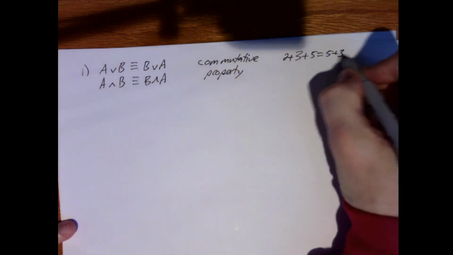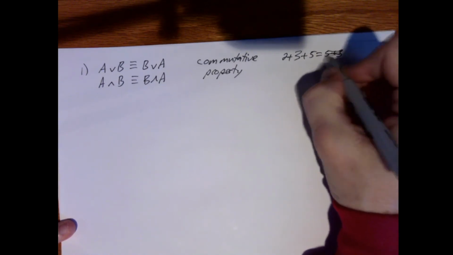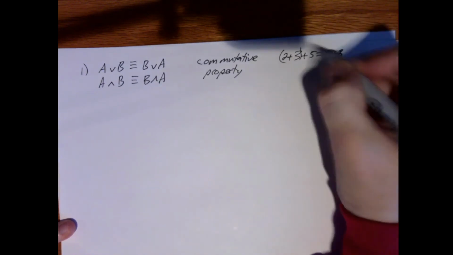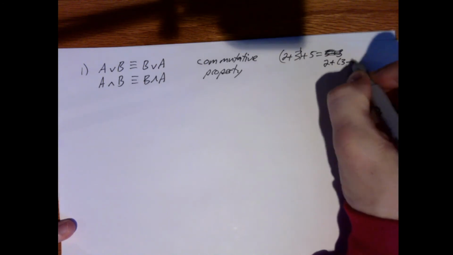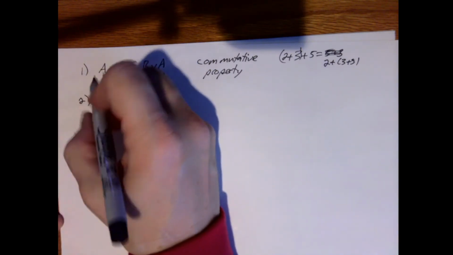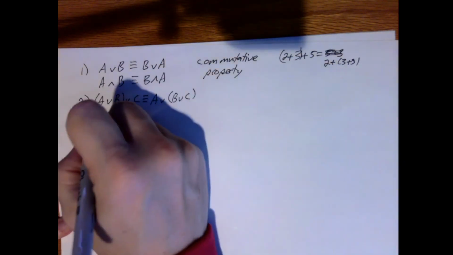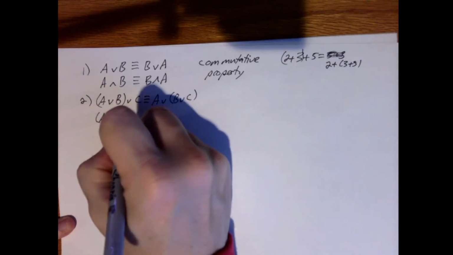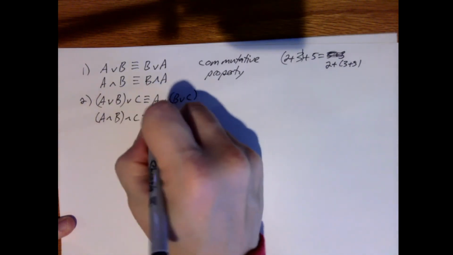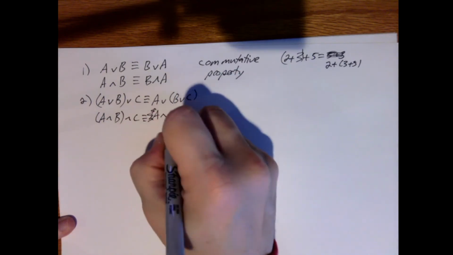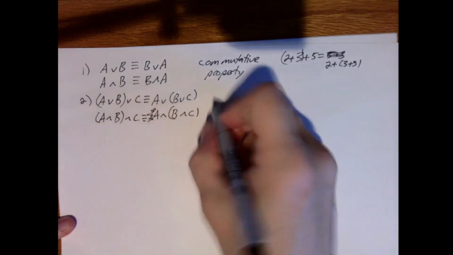We also have associativity, right? For real numbers, (2 plus 3) plus 5 is equal to 2 plus (3 plus 5). Well, the same type of thing applies here. So we could have (A or B) or C is equivalent to A or (B or C). And we have (A and B) and C is equal to, sorry, A and (B and C). This is associativity, or the associative property.